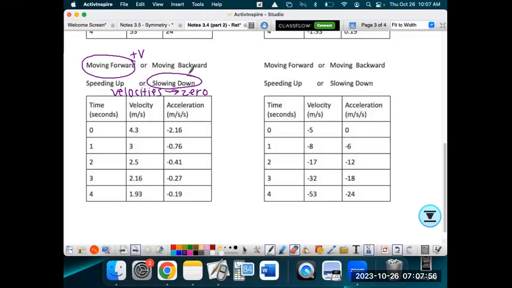Last table, velocities are negative, so we're moving backwards. And then our velocities are getting bigger and bigger, just in the negative direction.